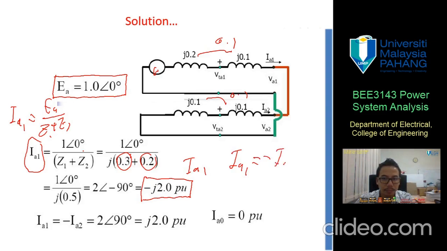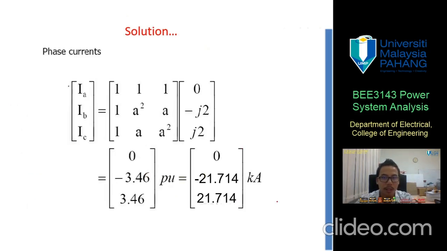IA1 equals minus IA2, so we get the value of IA2. Oh wait, IA2 equals minus IA1. That's why we get j2.0 per unit. While the IA0, as mentioned already, is equal to 0.